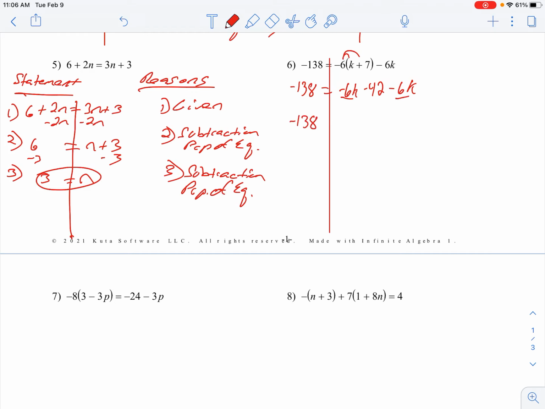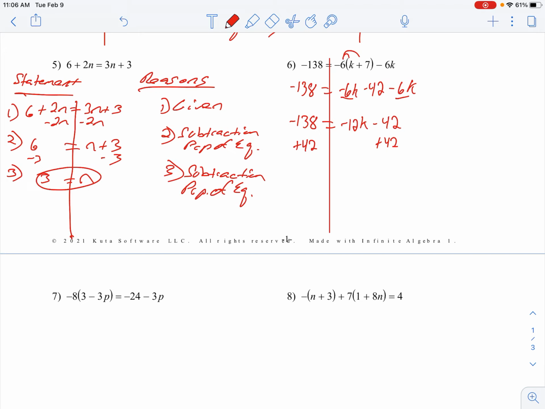And then right there, negative 6k minus 6k, that's giving me a negative 12k. Watch your signs, that's an easy mistake to make. And all of a sudden now it becomes our two-step problem. You guys have done this for years. Negative 12 times k minus 42. Let's add a 42 to both sides.